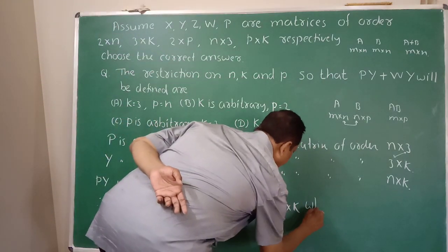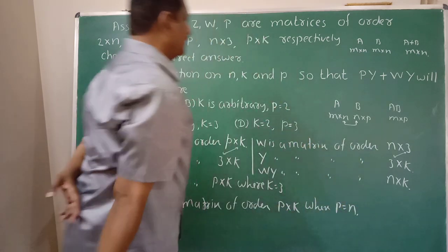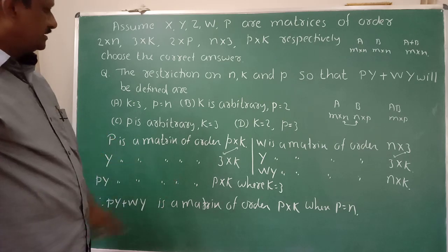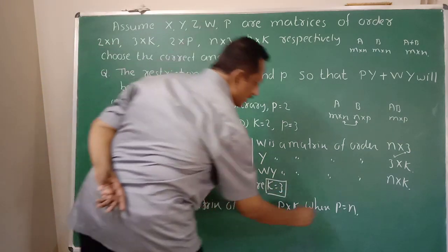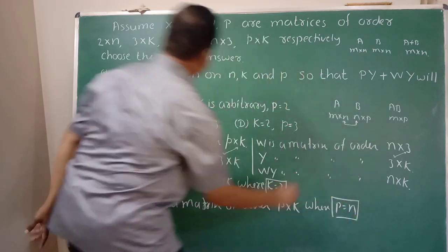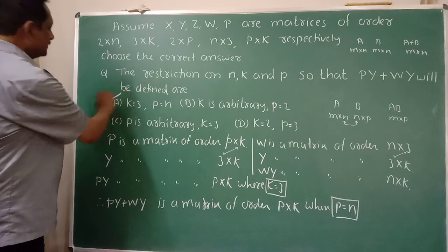P is equal to what? N. Therefore P is equal to N and K is equal to 3. That is important here. So P is equal to N and K is equal to 3 here. So the first option is correct.